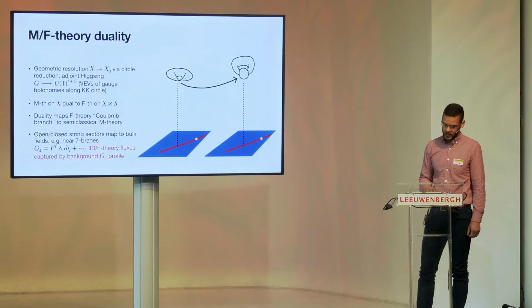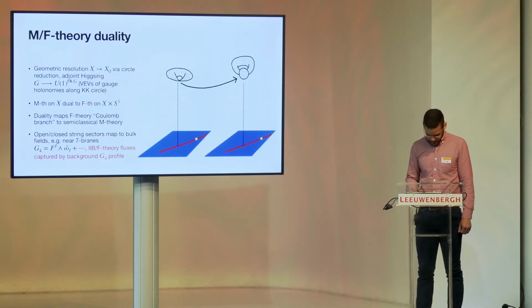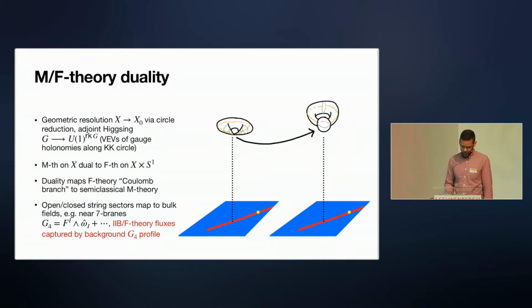So for example, you can expand the M theory 4-form in the vicinity of a 7-brane stack in terms of a collection of (1,1) forms. These are like a basis for the Kähler form of the smooth Calabi-Yau space, wedged with the field strengths of the abelian gauge fields. These are the Cartan gauge fields in the theory. And importantly for us, the fluxes are fully captured by the G4 profile in the M theory duality frame.